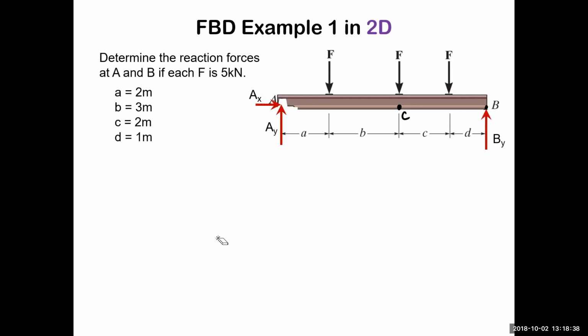So here, this one: determine the reaction forces at A and B if each force is 5 kilonewtons. And we're given these distances A, B, C, and D. So A is 2, B is 3, C is 2, and D is 1. So we're going to need to find these reaction forces, already labeled AX, AY, and BY.